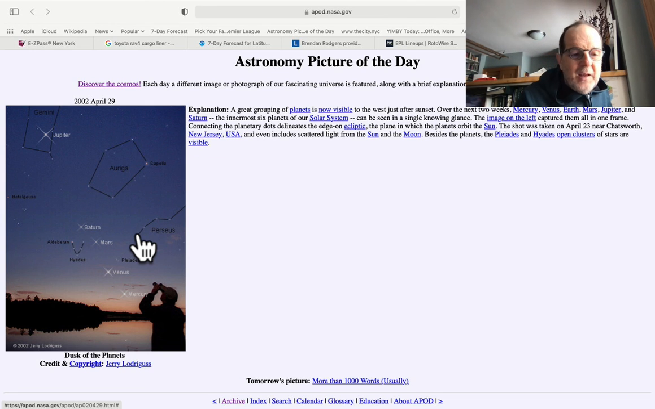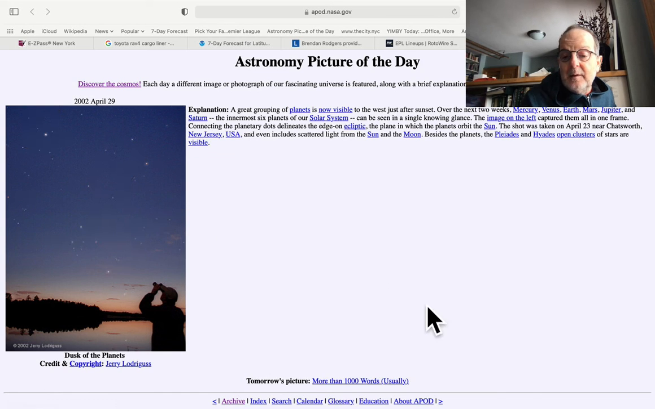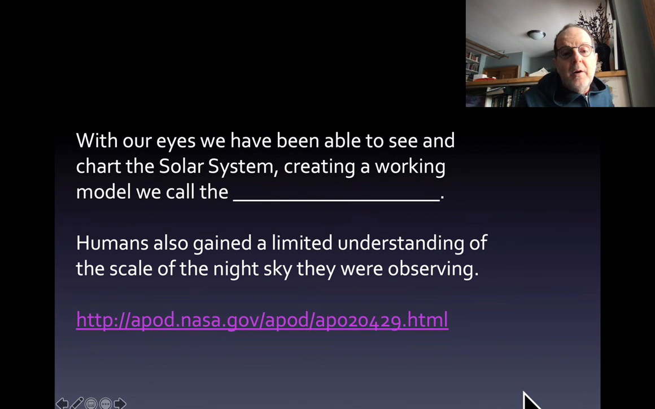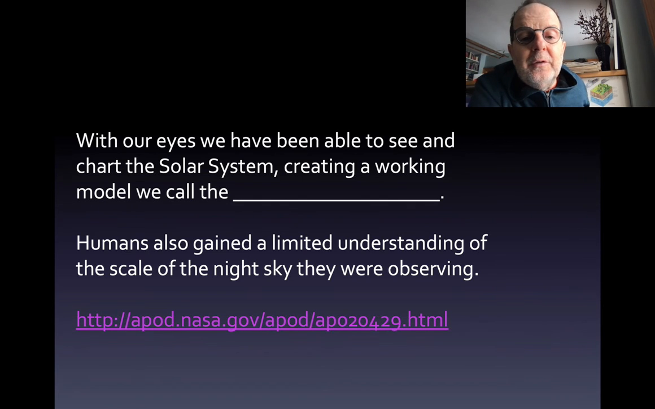This is, I think, in 2002, it says here. They were all in the night sky together. And so this person got a beautiful picture. And of course, these are on the plane of the ecliptic. And it is our ability to see this that has led us to our insights about the universe around us today. With our eyes, we've been able to see and chart the solar system, creating a working model we call the universe. Humans also gained a limited understanding of the scale of the night sky they were observing.